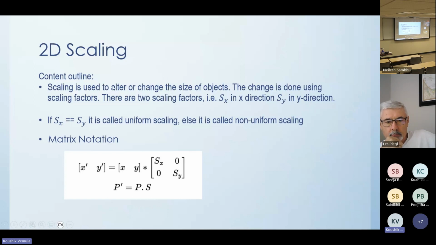So scaling is done when we try to enlarge the image. While scaling, we give 2 factors: sx in the x direction and sy in the y direction. There are 2 types of scaling: uniform scaling and non-uniform scaling. Both are similar, except that in uniform scaling sx and sy are equal. The matrix notation is as shown below: x dash y dash equals x y multiplied by the matrix with sx and sy. It is also a matrix multiplication: p dash equals s times p.